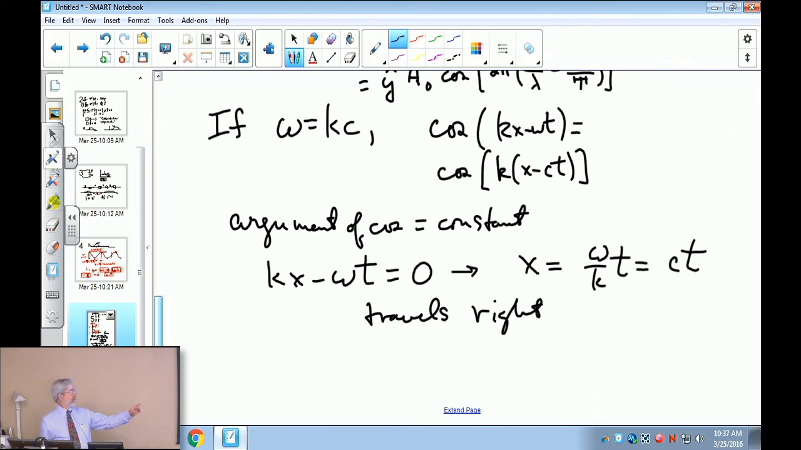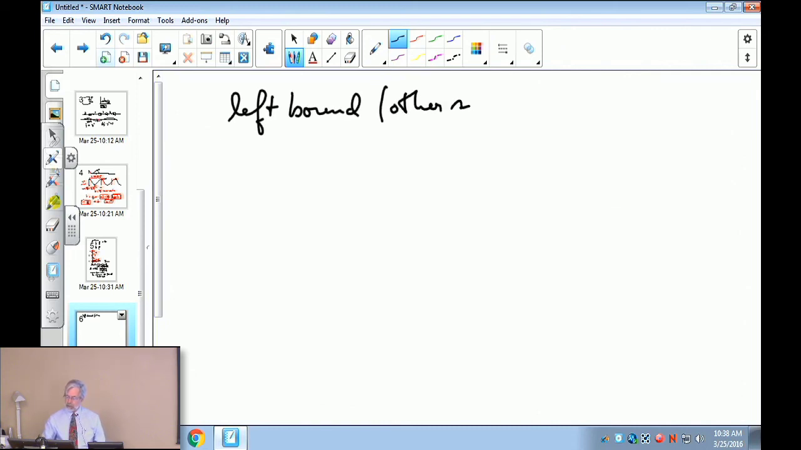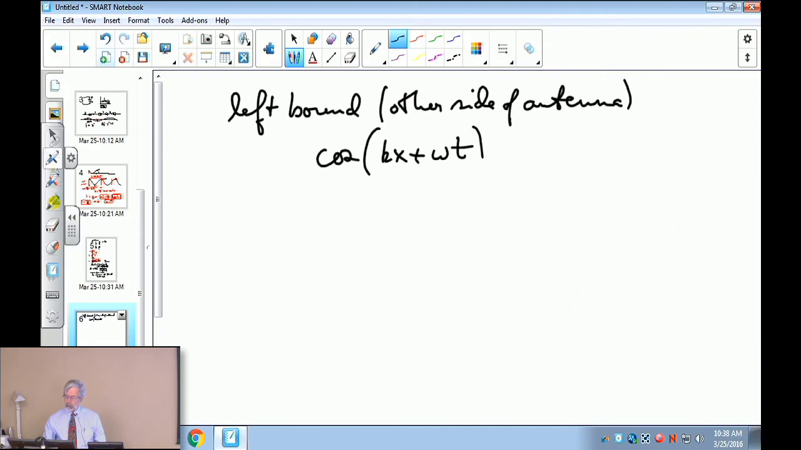Now there's another wave that's traveling to the other side of the antenna, that would be a left-bound wave, right? And we would describe that one by switching the sign on the argument of the cosine. The left-bound wave on the other side of the antenna would be cosine kx plus omega t. That's a left-bound wave. It's going off to the left. You're going to demonstrate in your homework that that's a solution to the wave equation.